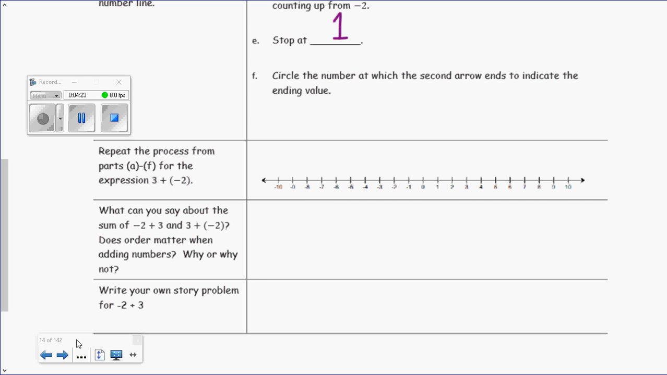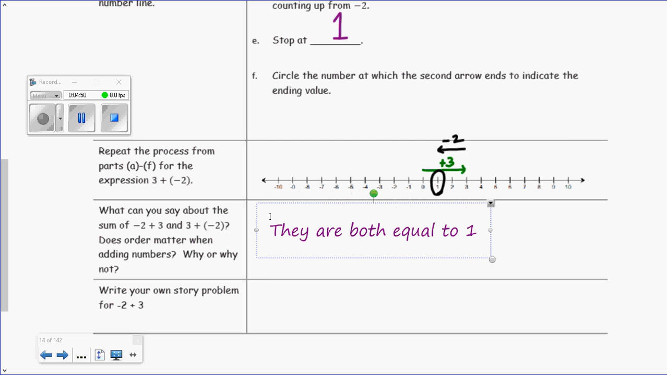Okay, so did you start at 0 and go to the right 3? And then from 3 you went to the left 2? And you ended at positive 1. All right, so what can you say about the problem negative 2 plus 3 and 3 plus negative 2? Does order matter when adding numbers? Okay, we know that they are both equal to 1. So does the order matter?